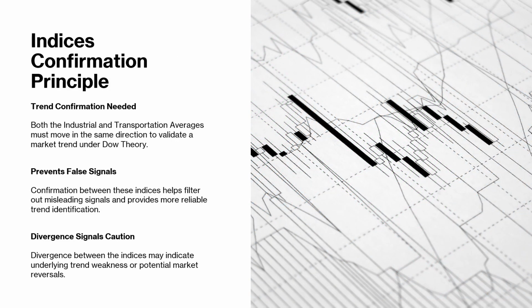Indices must confirm each other. For a trend to be considered valid, both the Dow Jones Industrial Average and the Dow Jones Transportation Average should move in the same direction. This confirms that economic strength is broad-based, i.e., goods that are being produced are also being shipped.